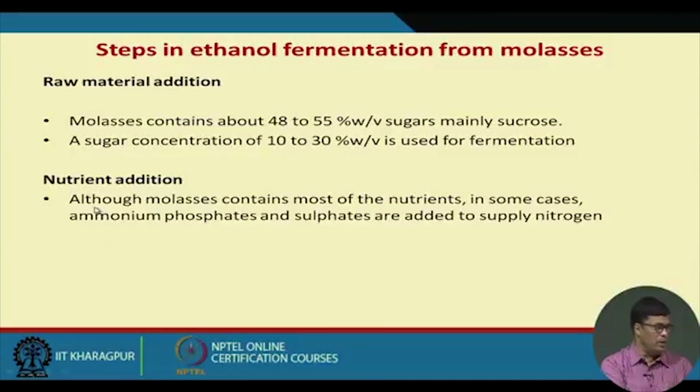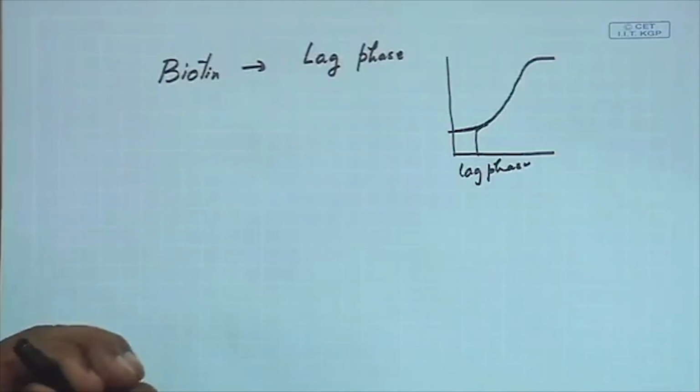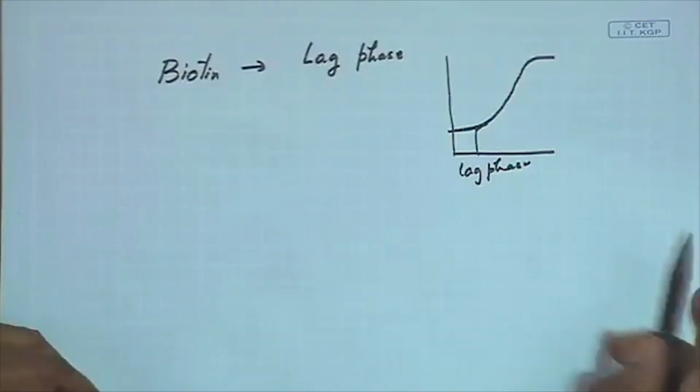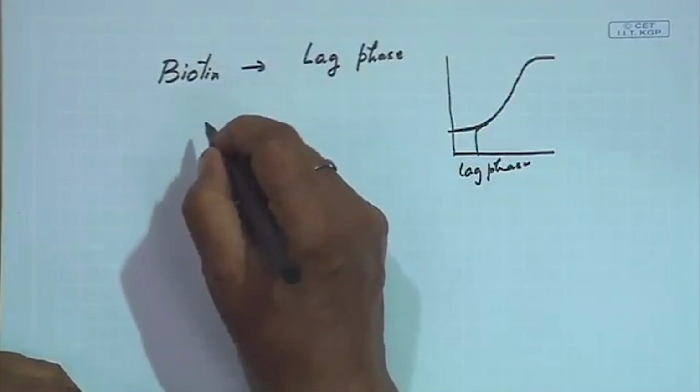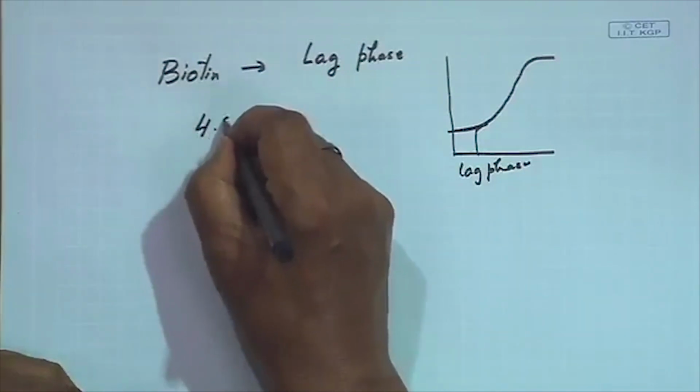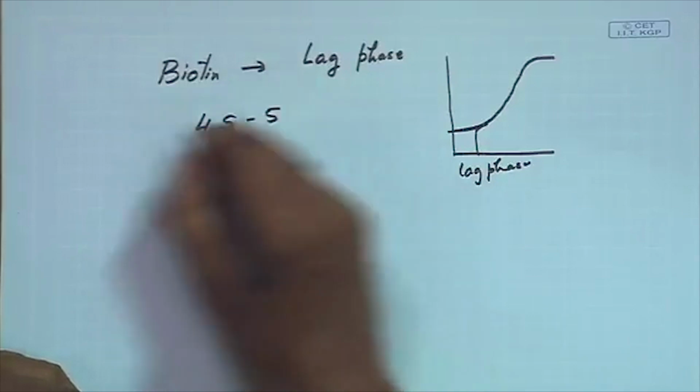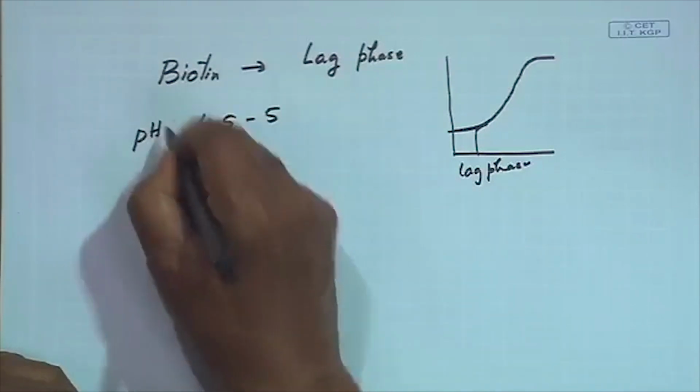Now nutrients: although the molasses contains most of the nutrients, in some cases ammonium phosphate and sulfate are added to supply the nitrogen source. This is usually done. Now here I want to point out one very interesting thing, that I told you that in the yeast fermentation process, we usually maintain an acidic pH, that is 4.5 to 5. This is the pH that we maintain.